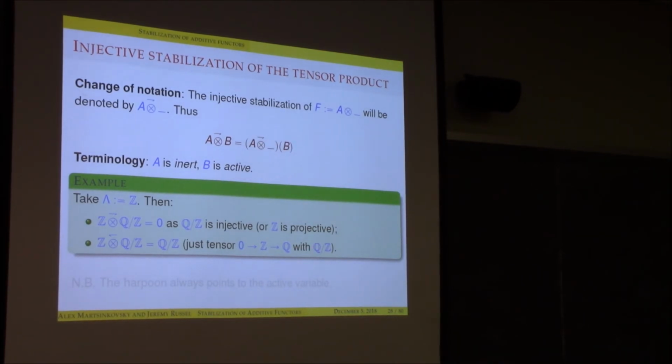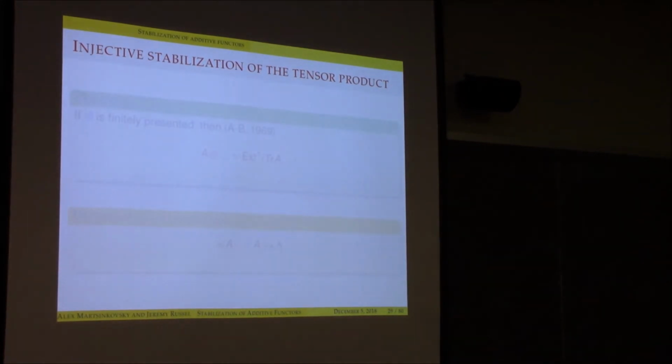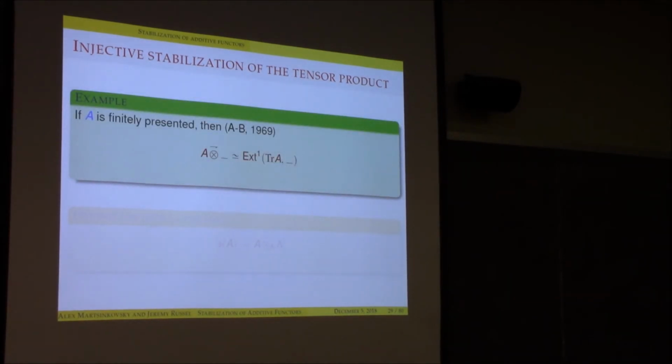So you see, you have extreme differences when you flip the direction of the harpoon. So it's not a balanced thing. Okay, so the harpoon always points to the active variable.